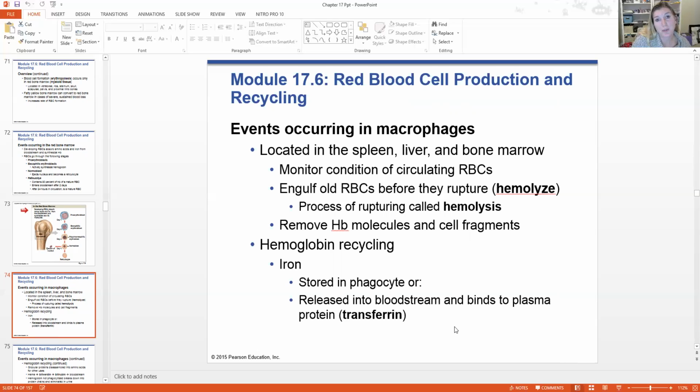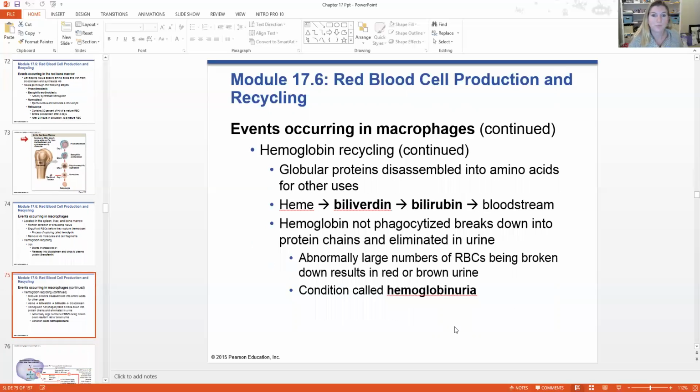And so our macrophages are basically going to store those extra parts, store the extra iron, or the iron can actually be released back into the bloodstream and then soaked back up into the plasma, and it's basically stored on a little, kind of like a little molecule boat, as I think of it. Transferrin is just this little molecule boat in our blood that holds the iron.